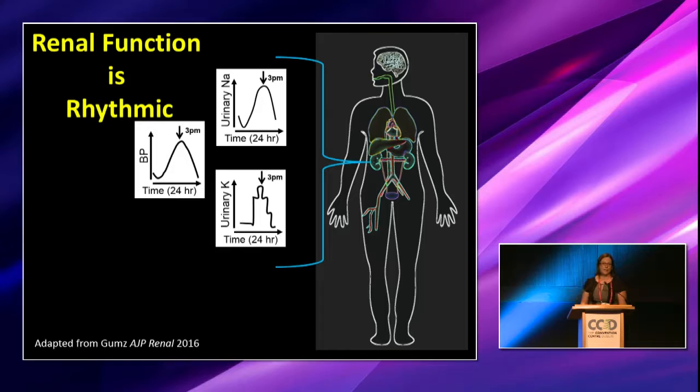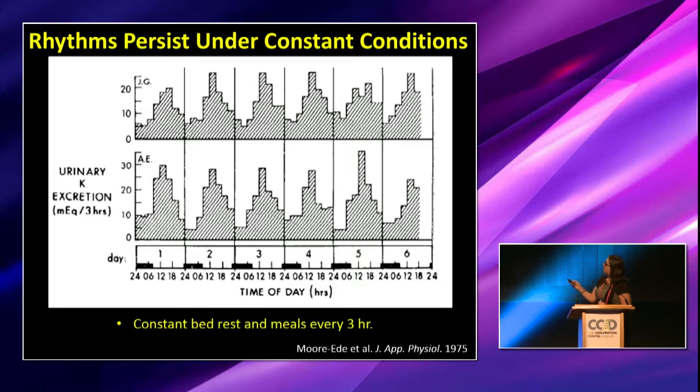So why is this important? Well, let me go back just one moment and talk about how these rhythms persist under constant conditions. It is tempting to speculate that perhaps these rhythms in renal function correspond to our sleep-wake cycle. In this study done by Martin Moreed back in the 1970s, the study subjects were subjected to constant conditions. These people were kept in a constant reclined position.